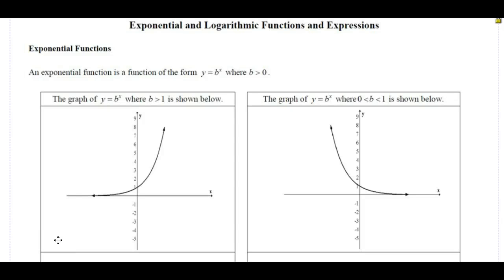Okay, exponential and logarithmic functions and expressions. We're going to start with an exponential function. An exponential function is a function of the form y equals b to the power x, where b is greater than 0. Here's the graph of y equals b to the x, where b is greater than 1.